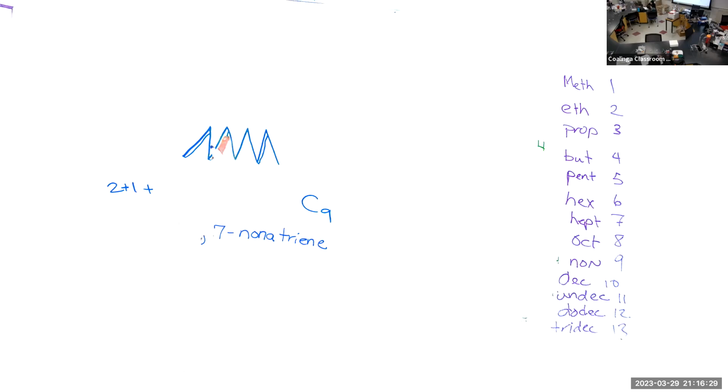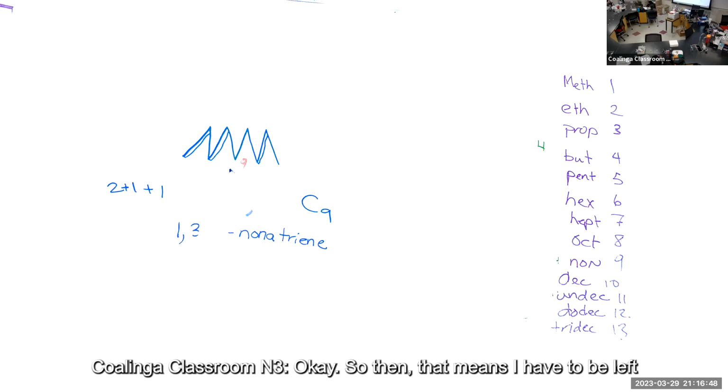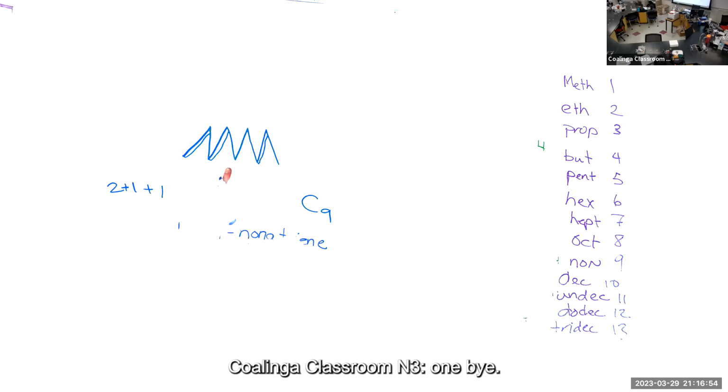How many lines are connected? 3. There are 3 lines, so then I have how many left? 1. Okay. And then here, how many lines are connecting? You have a line coming this way, and a line coming this way. How many lines are connected? Okay, so then that means I have how many left? 1.